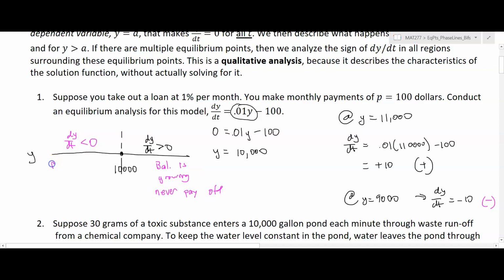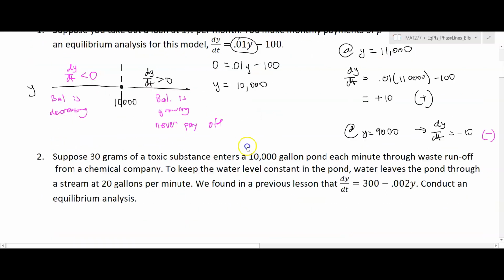And here, the balance is decreasing, so you will pay off that loan. In other words, if you want to make a $100 payment and you're being charged 1% per month in interest, you would not want to take out a loan of anything near $10,000. Now, you don't get to choose your payment, but just for the sake of argument, we're having this discussion.